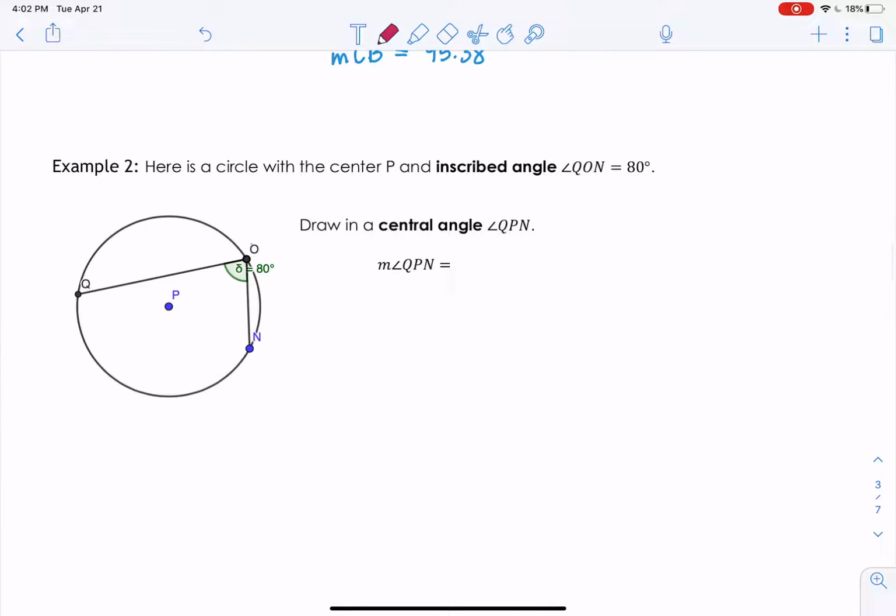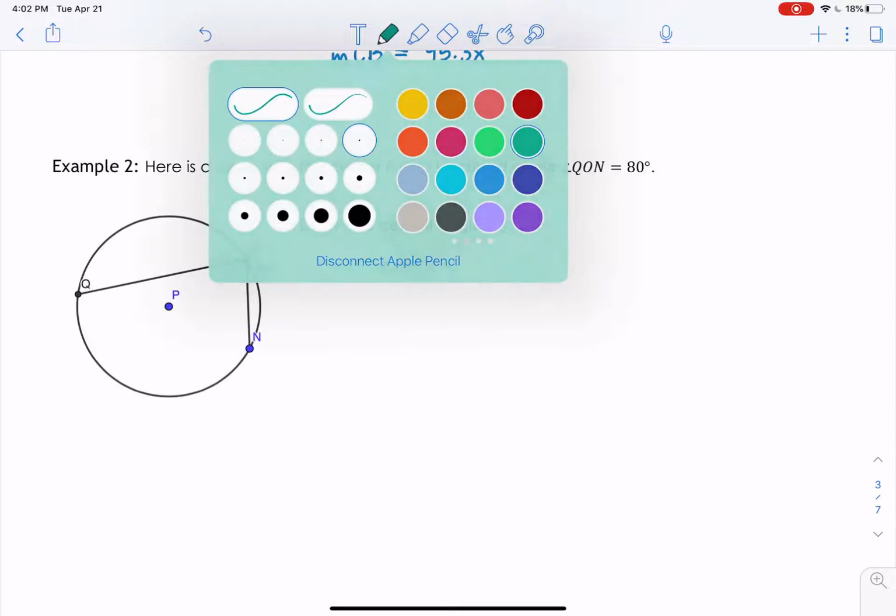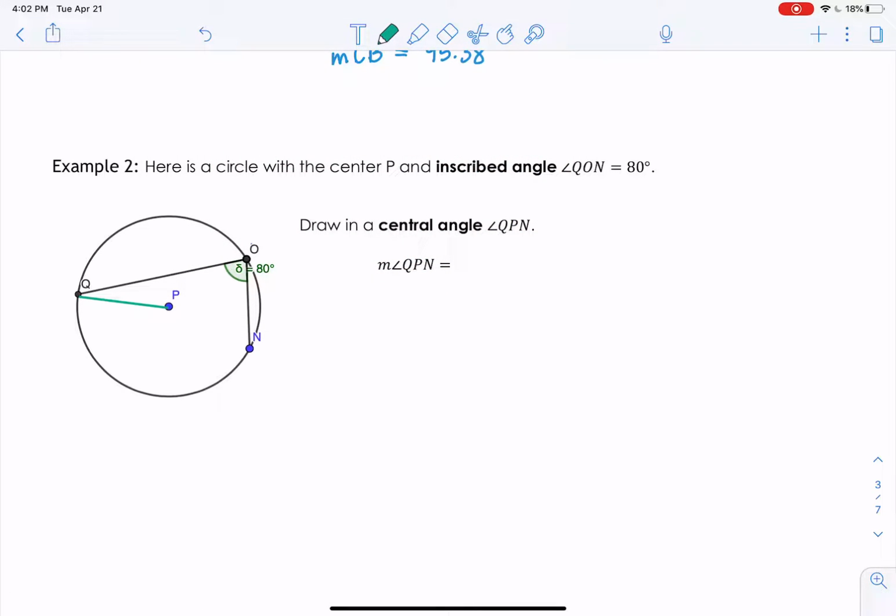Here's another circle. It has inscribed angle QON, and that angle has a measure of 80 degrees. They ask us to draw in central angle Q to P, P to N, and they're asking us for the measure. That's what this little M means. I'm going to take my protractor and I get 160 degrees. Interesting. And the measure of arc QN is also equal to 160 degrees.